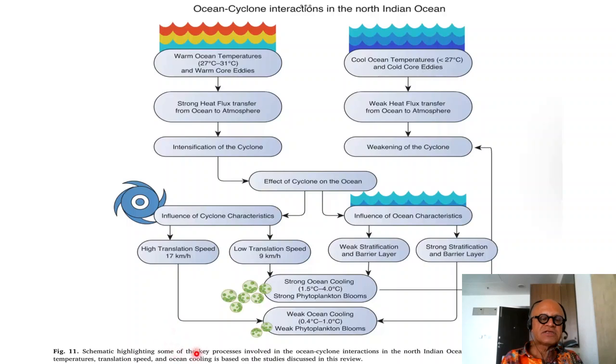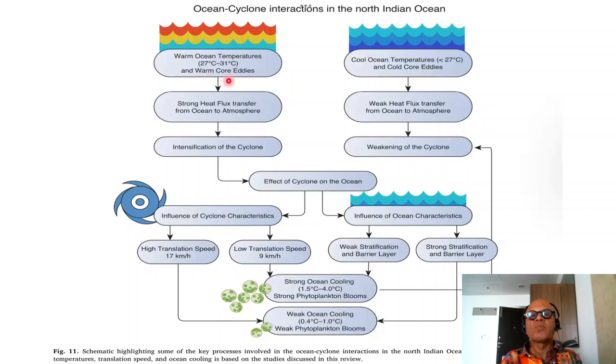So this is finally the schematic highlighting some of the key processes involved in ocean cyclone interactions in the North Indian Ocean. Quantification of the ocean temperatures, translation speed, and ocean cooling is based on the studies that are discussed in the paper. So here you have warm ocean temperatures in the range of 27 to 31 degrees centigrade, and the question is how much warmer these are getting, and whether the response to warming is different in the Arabian Sea versus the Bay of Bengal. Mean conditions are also different in terms of vertical shear in both pre and post monsoon.